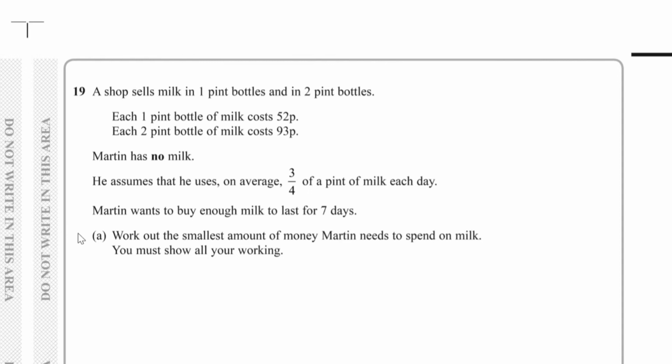Question number 19. A shop sells milk in 1 pint bottles and 2 pint bottles. Each 1 pint bottle of milk costs 52p. Each 2 pint bottle of milk costs 93p. Martin has no milk. He assumes that he uses on average 3/4 of a pint of milk each day. Martin wants to buy enough milk to last for 7 days. For part a, we have to work out the smallest amount of money Martin needs to spend on milk. He must show you working.